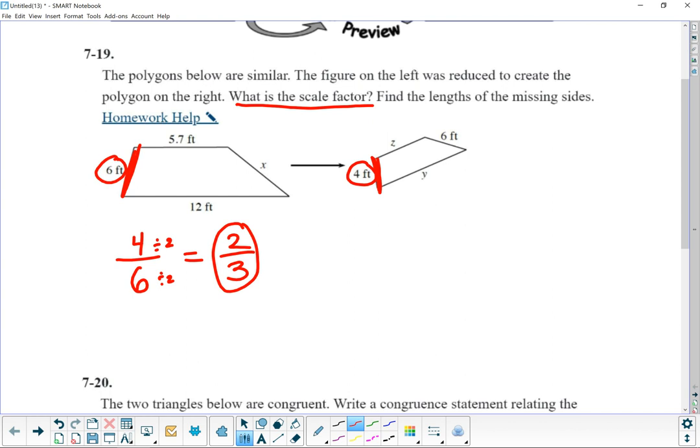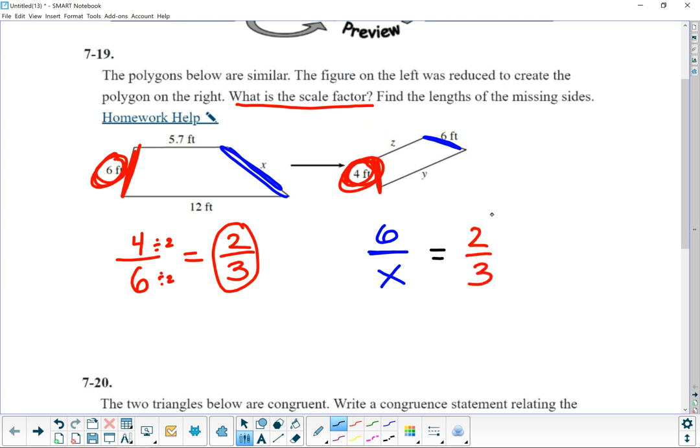I'm going to use that to help us solve for the missing information. And remember, we started with the small side first, and then we went to the bigger side, from the smaller shape to the bigger shape. So if we want to find, let's say, that side, that's 6. We would start with 6 over, and then go to the larger shape, which is the x. So 6 over x is equal to 2 over 3.